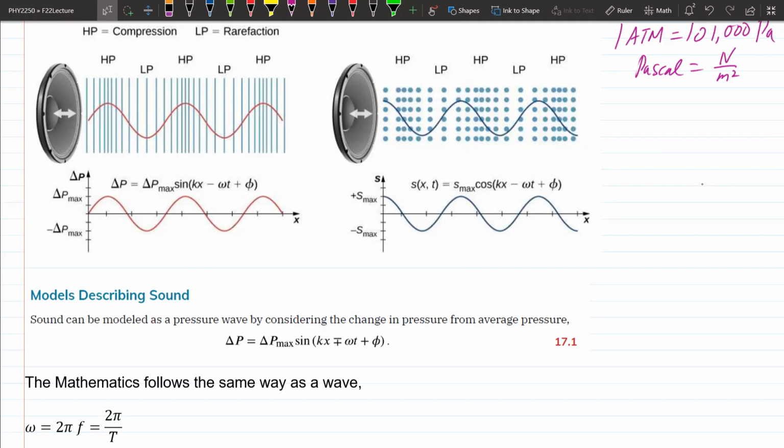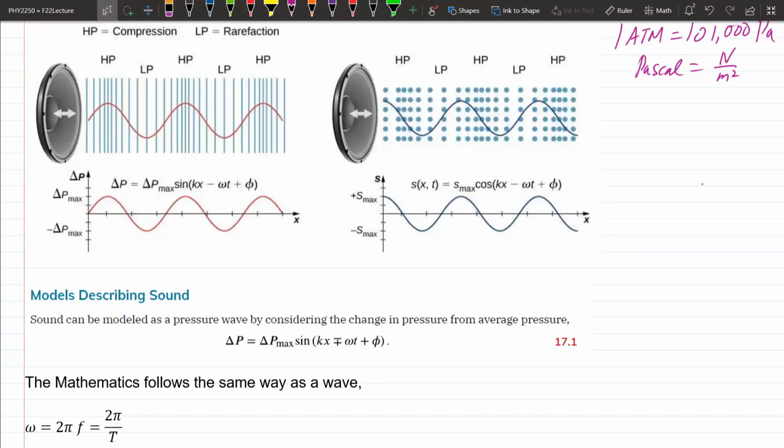But anyway, the idea is that you can plot, you're not plotting the position of the air molecule. You're plotting the difference in pressure, high or low, high or low. And this looks exactly like the sine wave we had for the wave on a string.